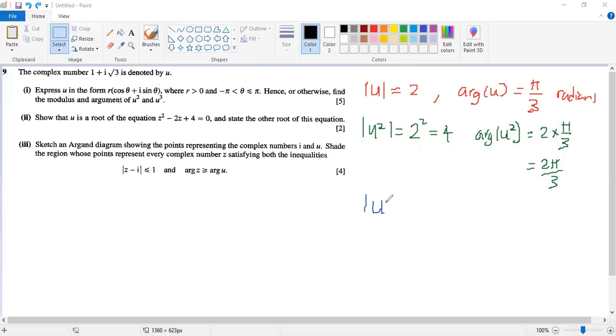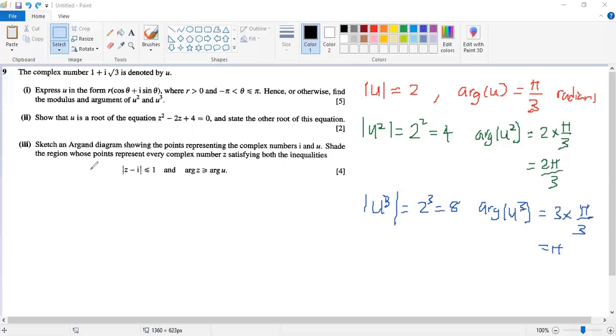So this means that the modulus for u to the power of 3 is 2 cube. This is 8. And therefore, the argument of u cube is 3 times the original, pi over 3, or just pi radians. So this is how you do it. It's always going to be n theta.